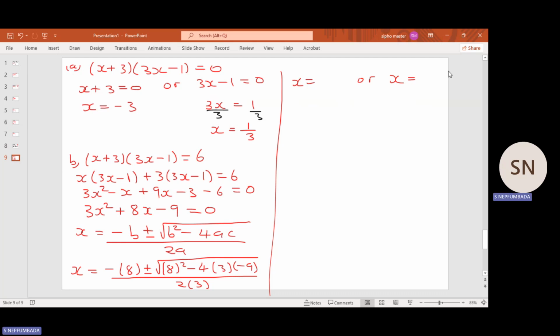Then after substitution, we'll get that our first x is going to be 0.85, and the second one is going to be negative 3.51. And I think this is the end of our lesson.